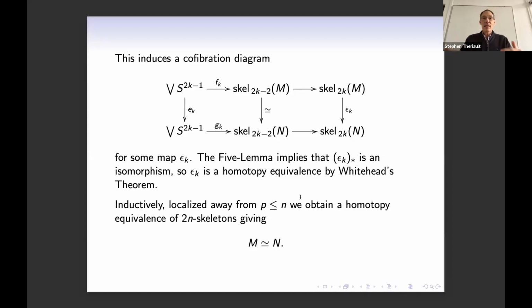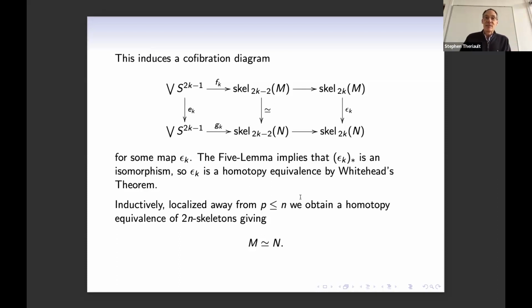And you have a map of cofibrations, which induces a map of long exact sequences. The maps on the 2k minus 2 skeletons, the inductively constructed homotopy equivalence, are isomorphisms. So the five lemma tells you that epsilon k in homology also has to induce an isomorphism. And Whitehead's theorem tells you that epsilon k is a homotopy equivalence.